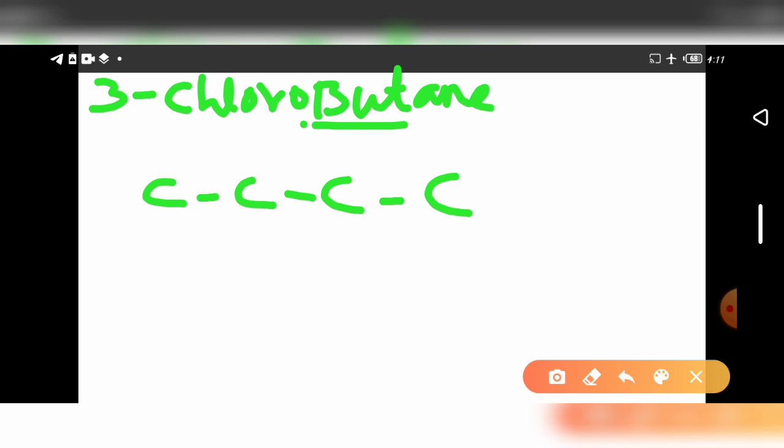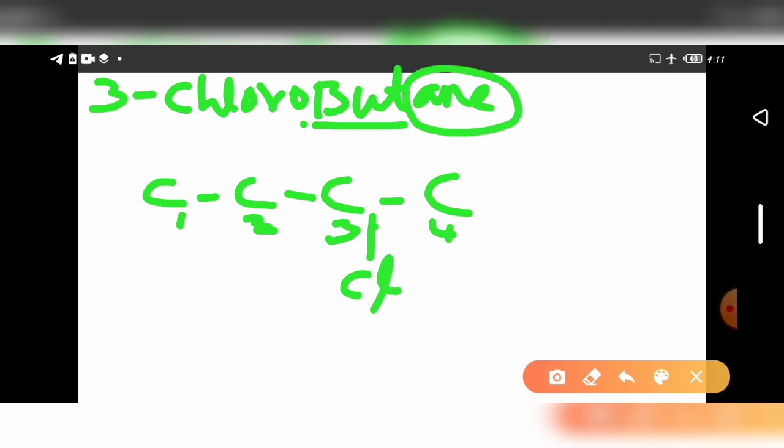Next, the third carbon contains chlorine, whether you count from left to right or right to left. You mention it: this is the first carbon, this one is the second carbon, this one is the third carbon, this one is the fourth carbon. The third carbon contains chlorine, so this carbon contains chlorine. Next, it ends with -ane, so all are single bonds.